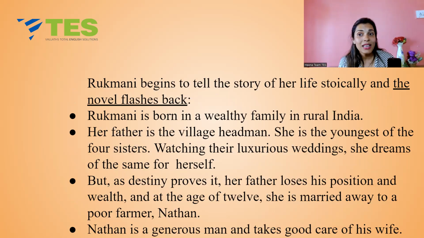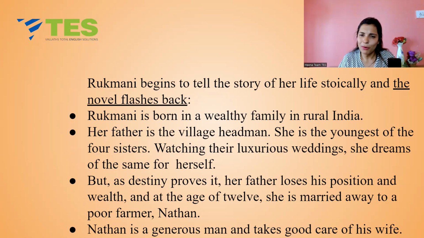Rukmani is born in a wealthy family in rural India. Her father is the village headman. She's the youngest of the four sisters, and watching their luxurious weddings, Rukmani dreams of the same for herself. Remember, this is the 19th century when the sole purpose of a girl was to get married and have a good groom, somebody who could provide for her, who could give her enough money, or who could just give her things. Women were not independent then. So Rukmani also saw the weddings of her sisters, and she always dreamt of that extravagant wedding.